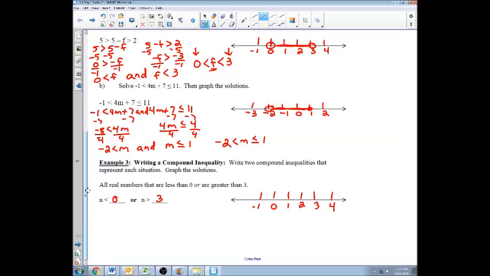I need to graph this first one first. So n is less than 0. It's not less than or equal, so it's going to be an open circle at 0. And it'd be everything less than 0. And it would be n is greater than 3, so it'll be everything greater than 3. All right.